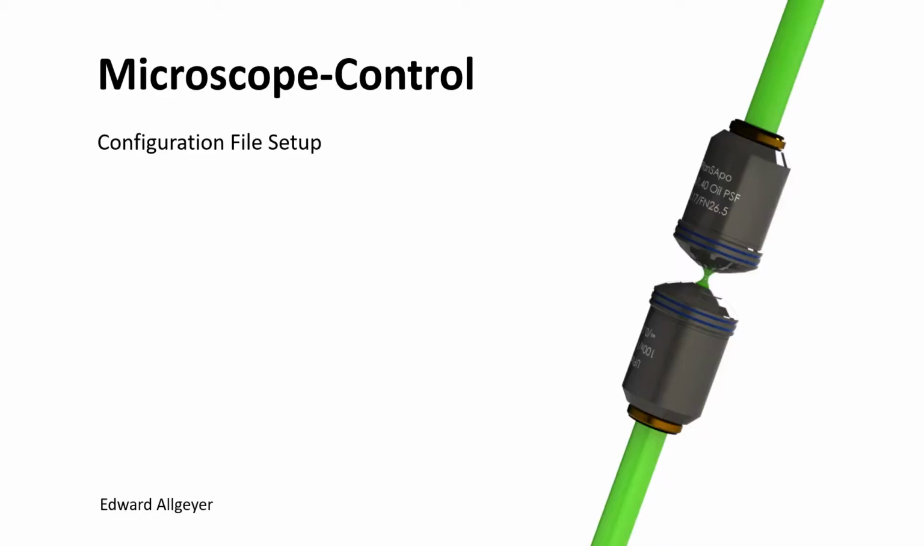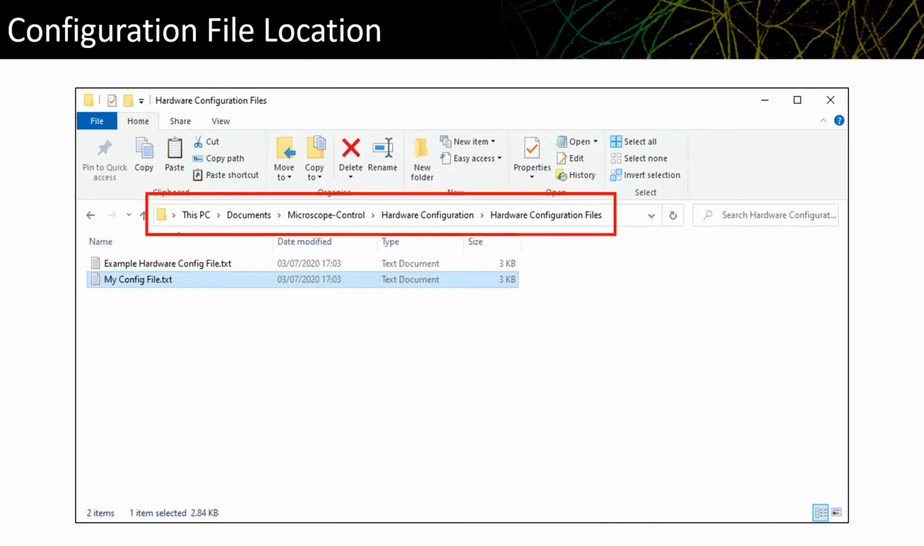So the first question is, where is the example configuration file and where should I put my configuration file? If you've downloaded or cloned the repository, just browse to Microscope-Control, Hardware Configuration, and then the Hardware Configuration Files folder. This is where the example file is sitting and where you should put your configuration file. Now let's look at the example file and walk through what the different parts are.